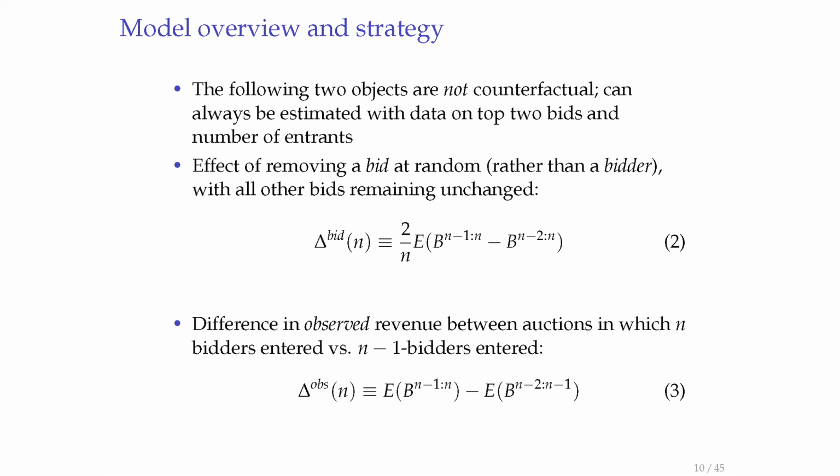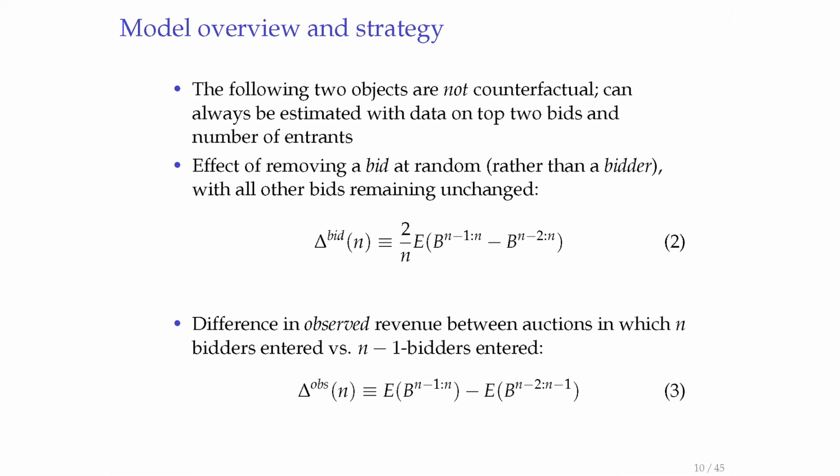This is just taking away a random bid, and this is what I illustrated with those tick marks before. If you remove a random bid from the n bidders, then the expected change in revenue is going to be 2 over n times the gap between the second and third order stats. That's something we can just observe in the data if we observe n and we observe the second and third order stats of the bids.